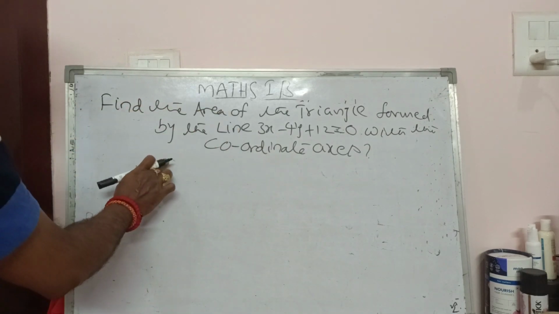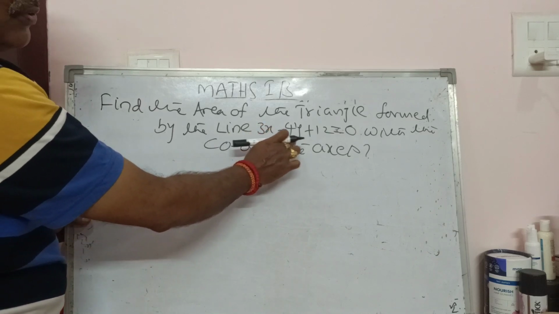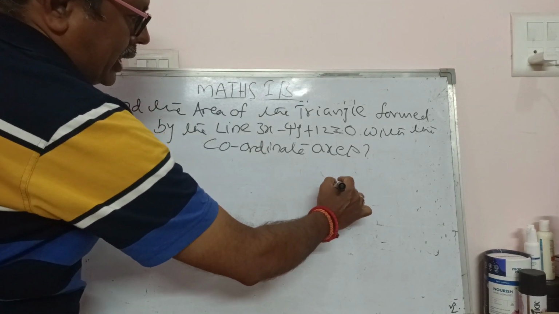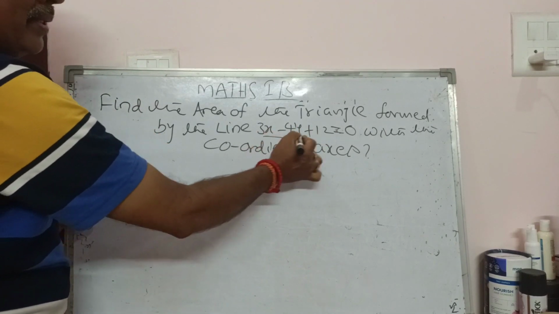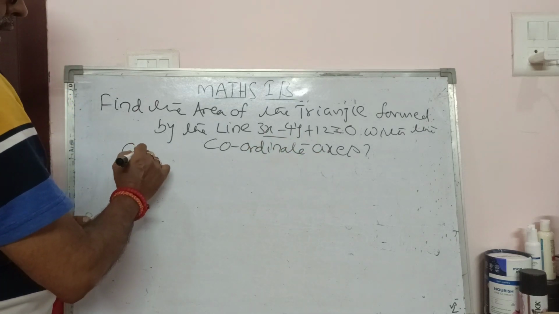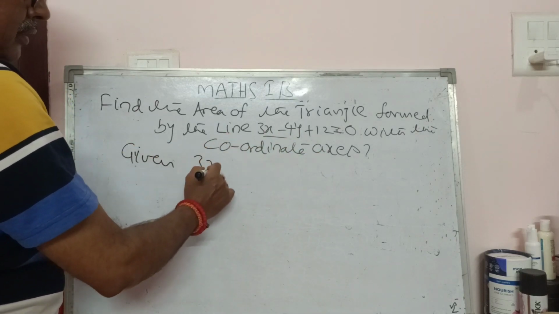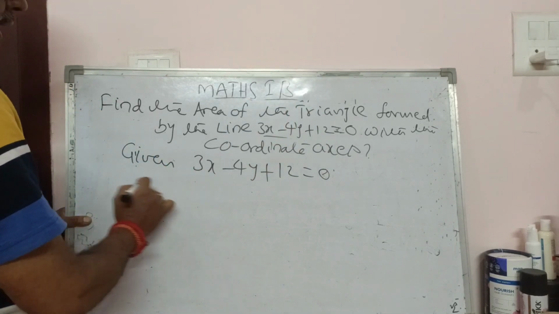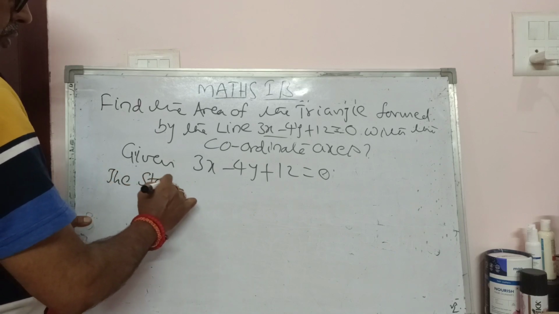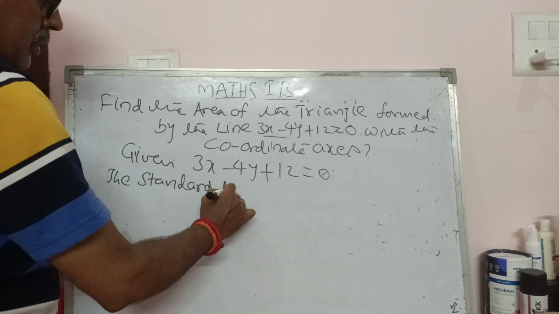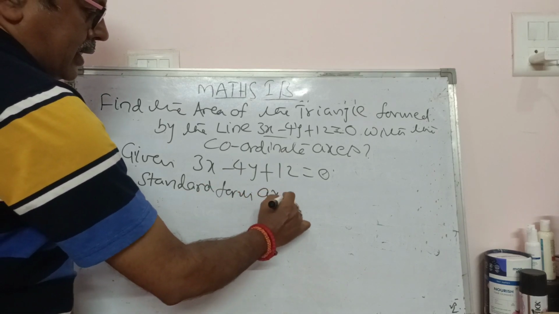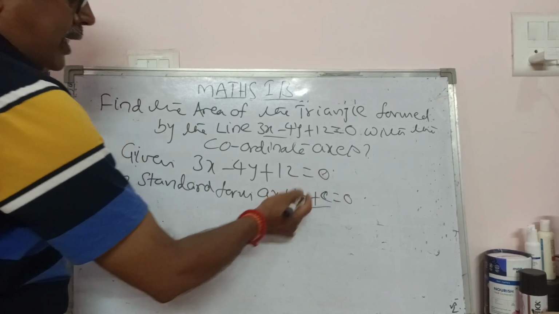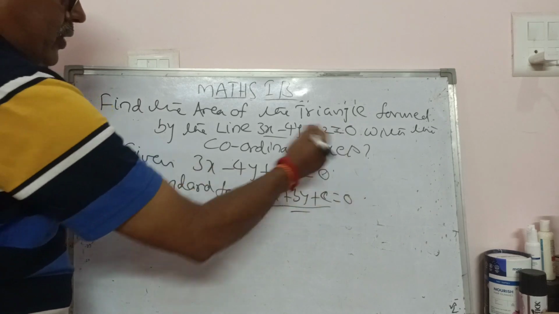Find the area of the triangle formed by the line 3x minus 4y plus 12 is equal to 0 with the coordinate axes. So we have to find the area of a triangle formed by the line with the coordinate axes. The given line equation is 3x minus 4y plus 12 is equal to 0. The standard form of the line equation is ax plus by plus c is equal to 0, which can be compared to the given equation.